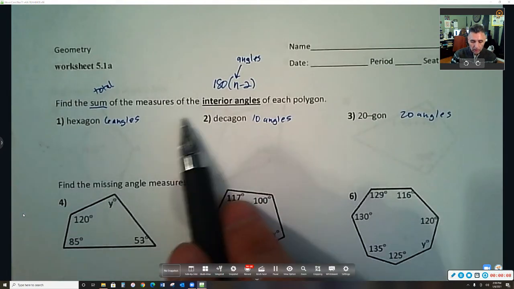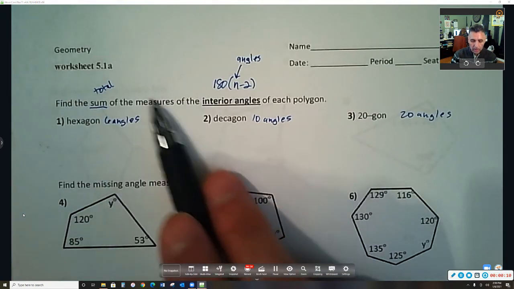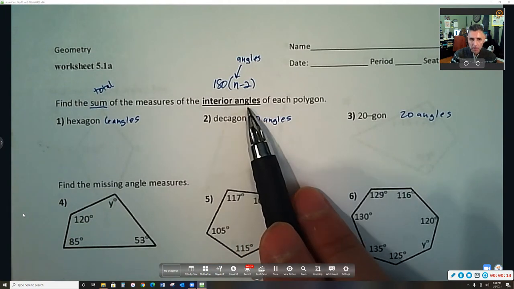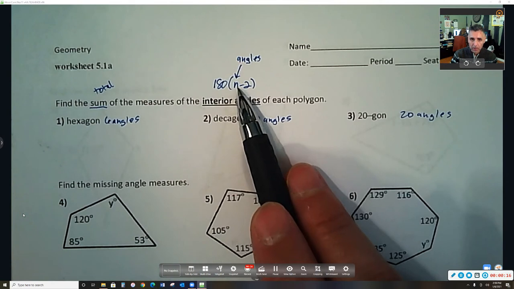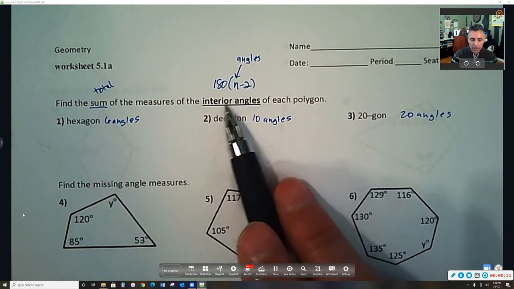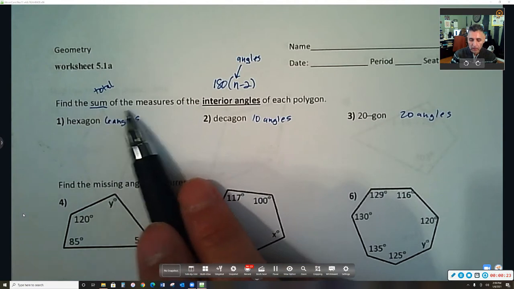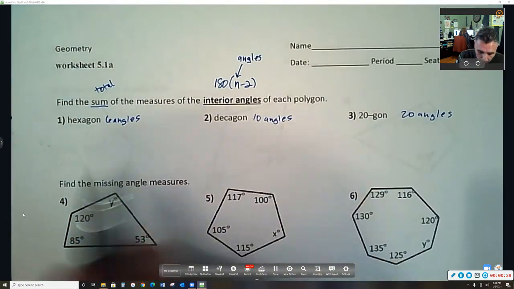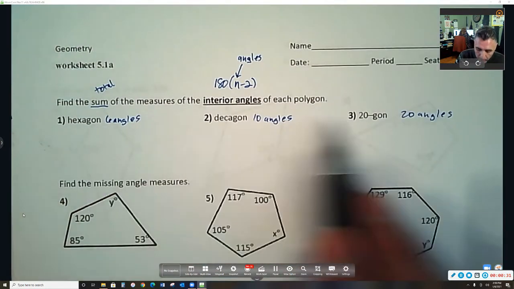And on this one, this section is dealing with interior angles of a polygon. And this formula right here is the one we'll use for this entire page. Now that gives us the sum of the measures of the interior angles. And that's what we need to find for numbers 1, 2, and 3.